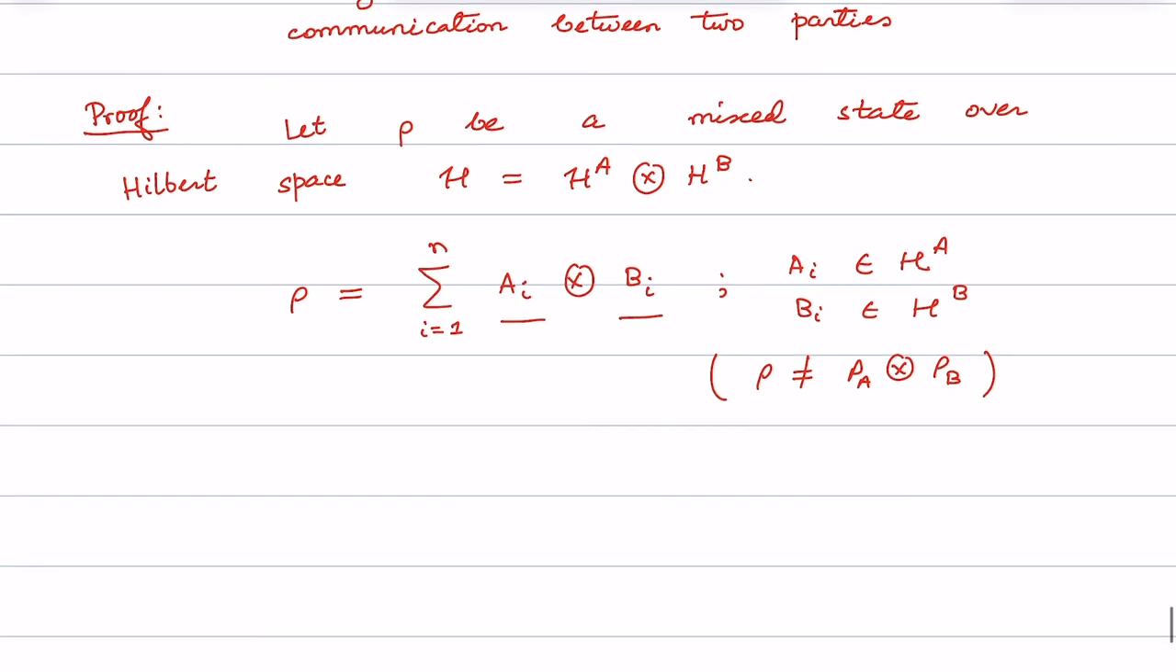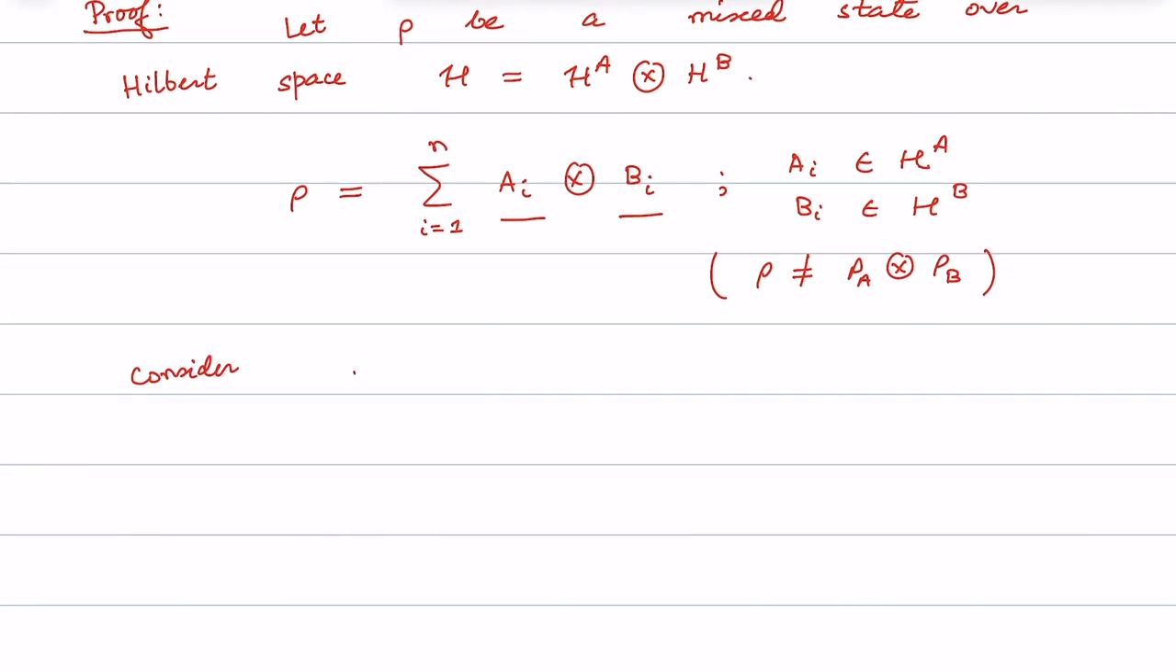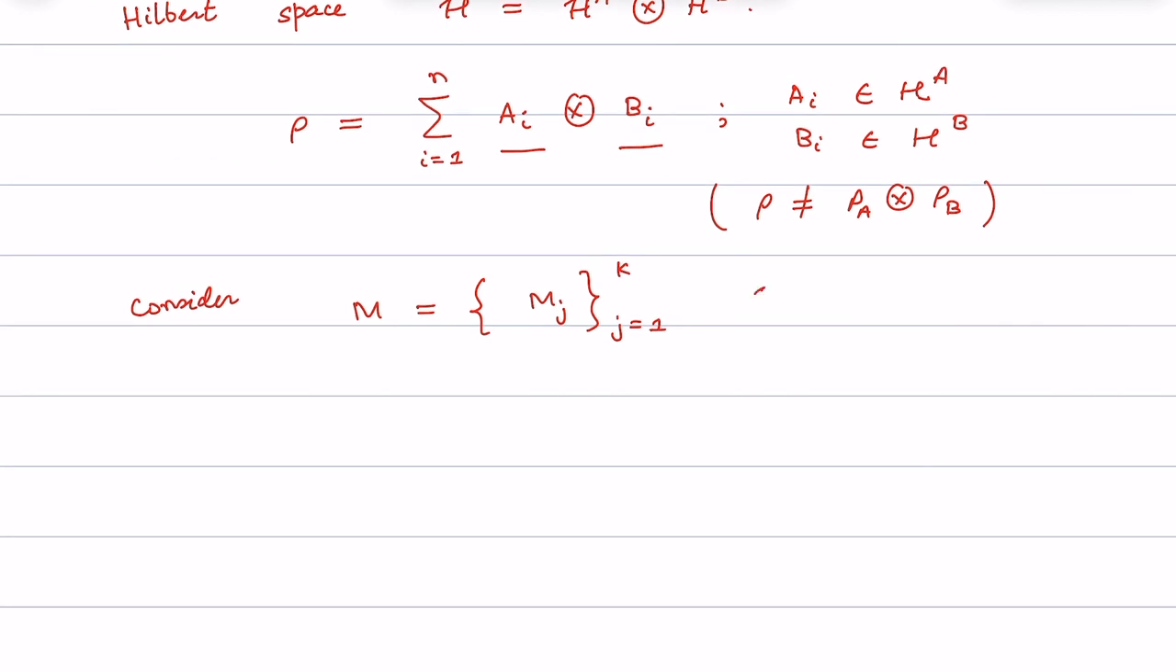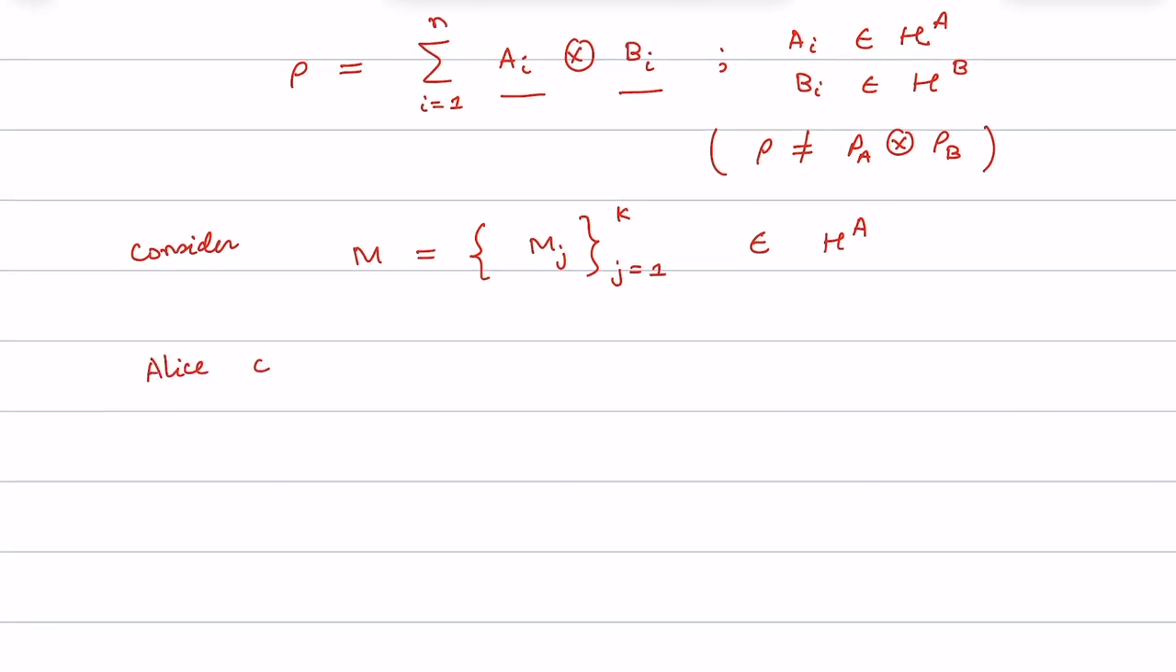And also consider some measurement operators. Consider M is equal to a set of measurement operators, M_j, K number of measurement operators, j is equal to 1 to K, and these belong to the Hilbert space A, belonging to Alice, say. Then Alice can perform measurements and C gets the mixed state.